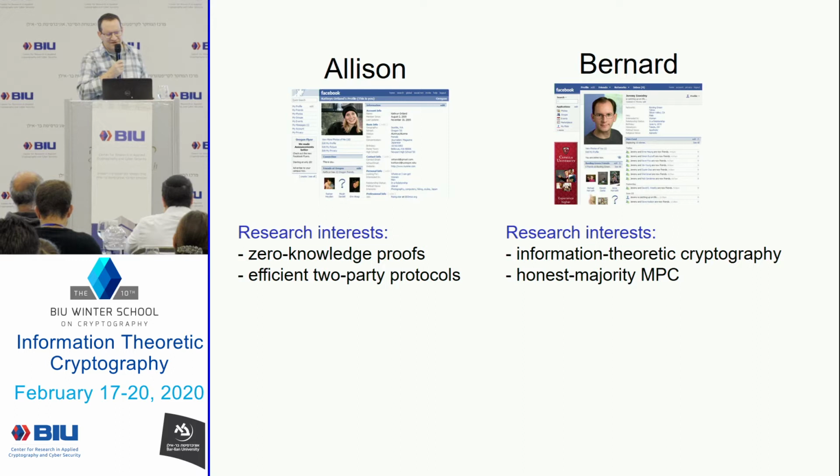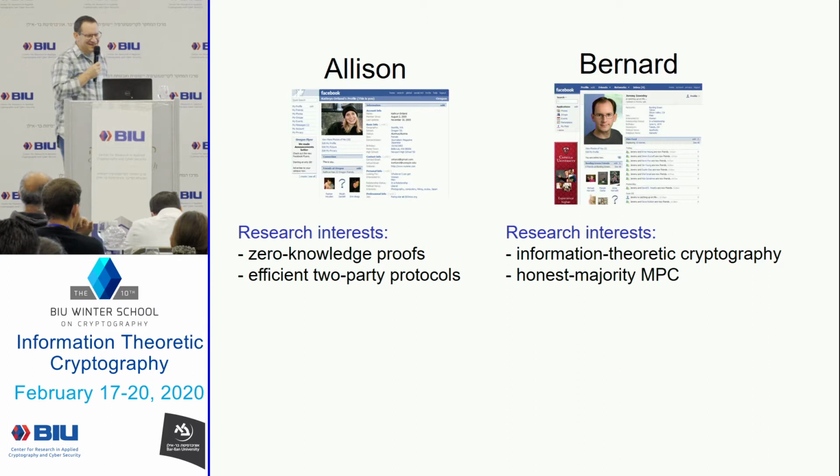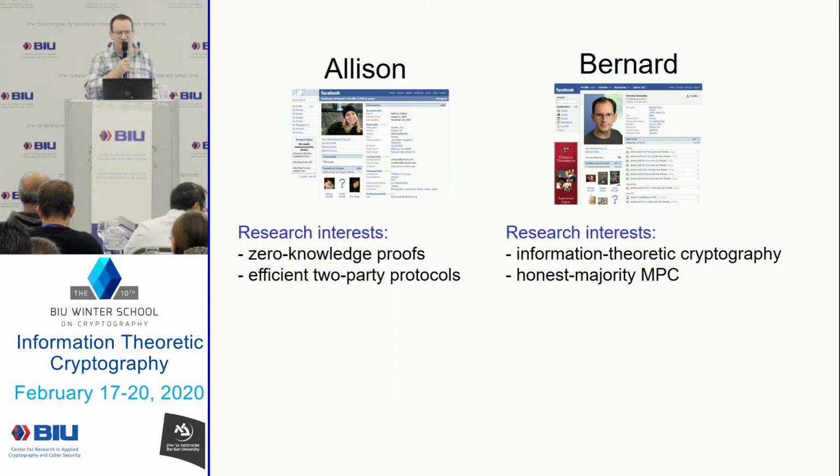Okay, so let's look at these fictional characters. Alison, she's a student at MIT, and Bernard, he's, I don't know, pick your place, CWI. Alison is really into zero-knowledge proofs, efficient two-party protocols, everything computational, complexity-based. Bernard is into these information theoretic protocols and honest majority MPC.